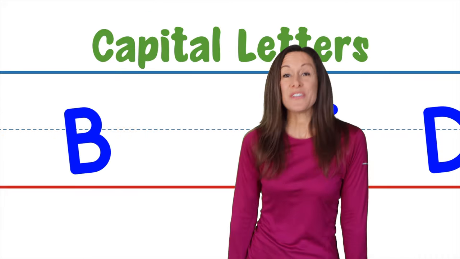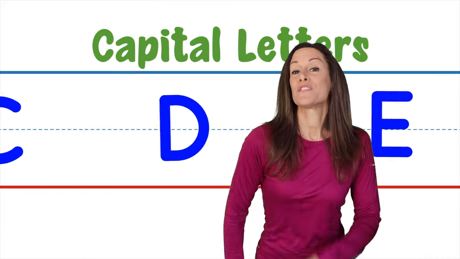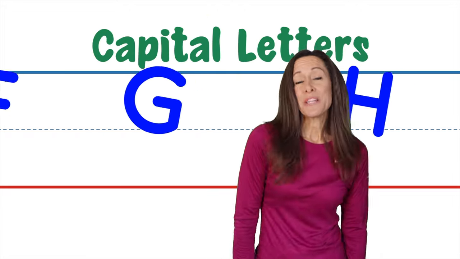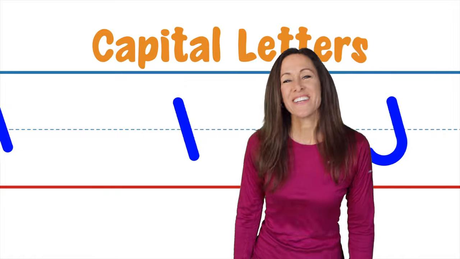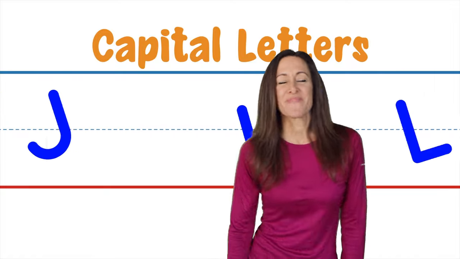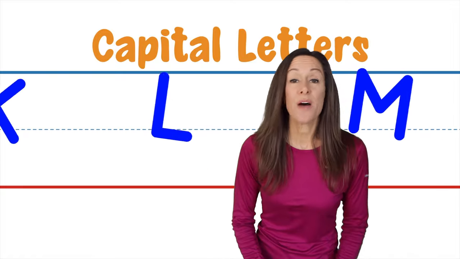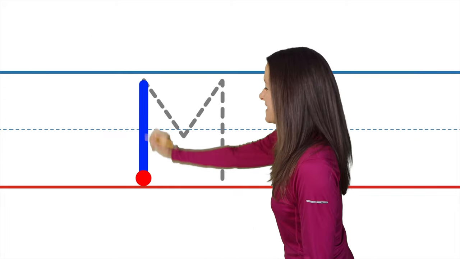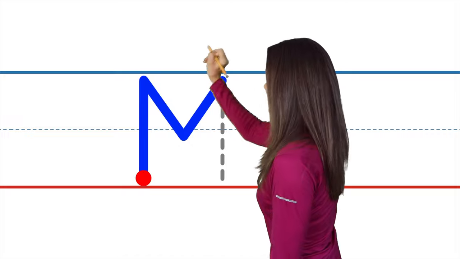Capital letters: the first in a sentence, and my name. Capital letters: in front of nouns, months, and holidays. M with a tall line, slant middle, up.